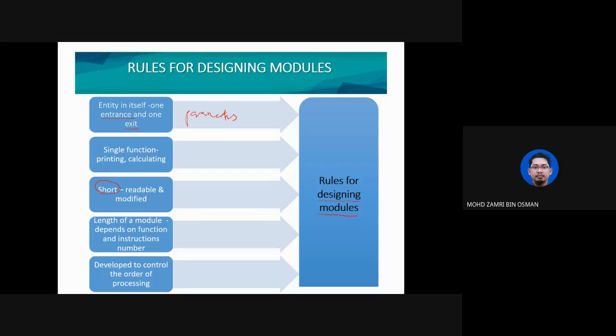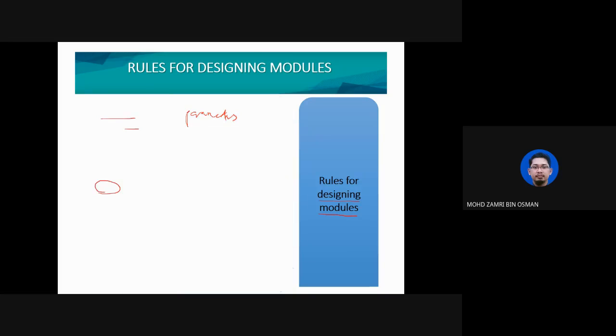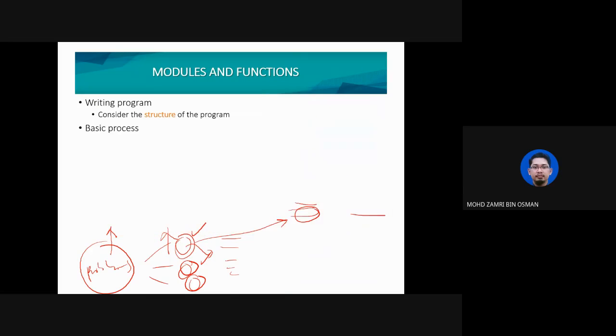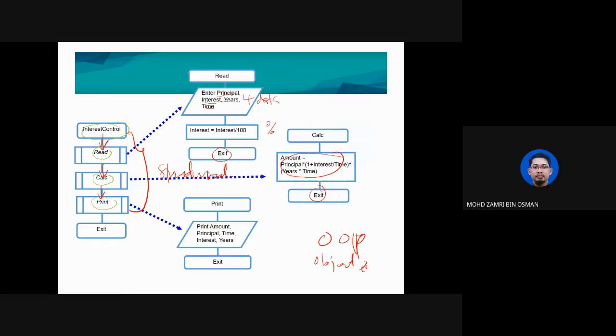So, developed to control the order of processing. Let's say you want to control the example like this one. We want to control the programming here. You cannot do the print without the reading first. So you need to read, do the calculation, and then print out. You cannot calculate without any numbers being read.